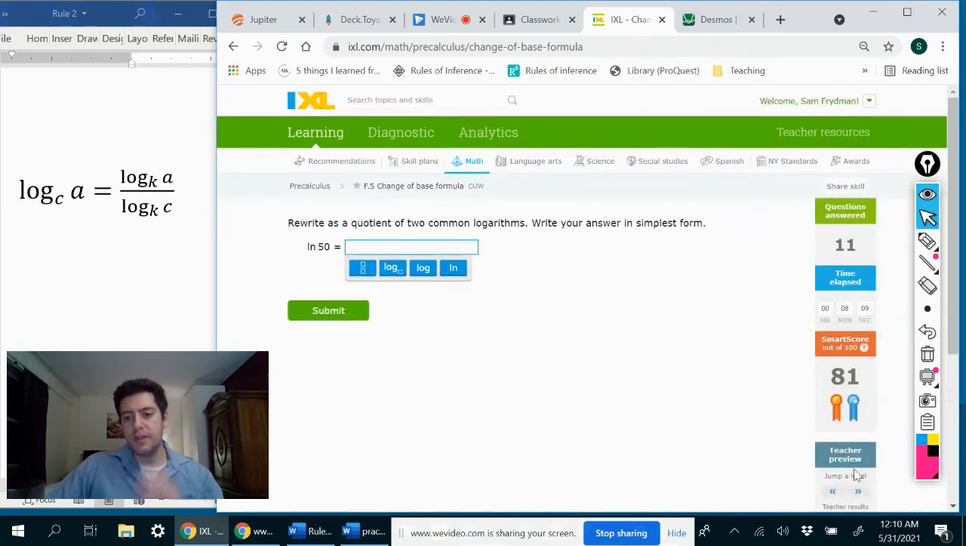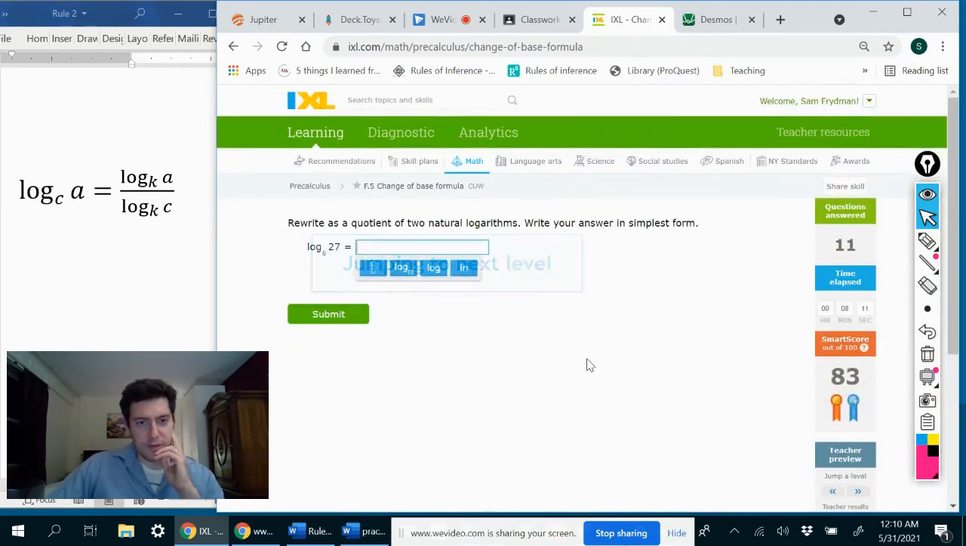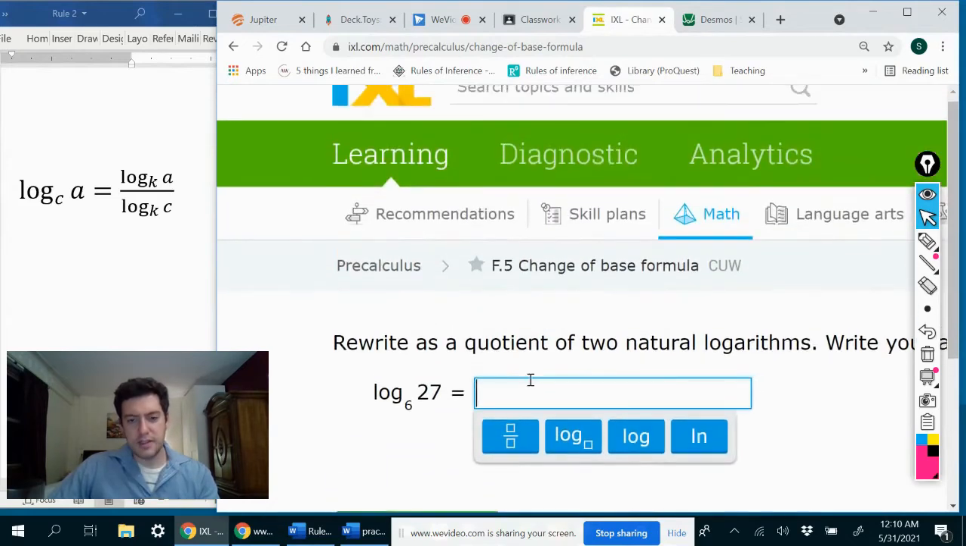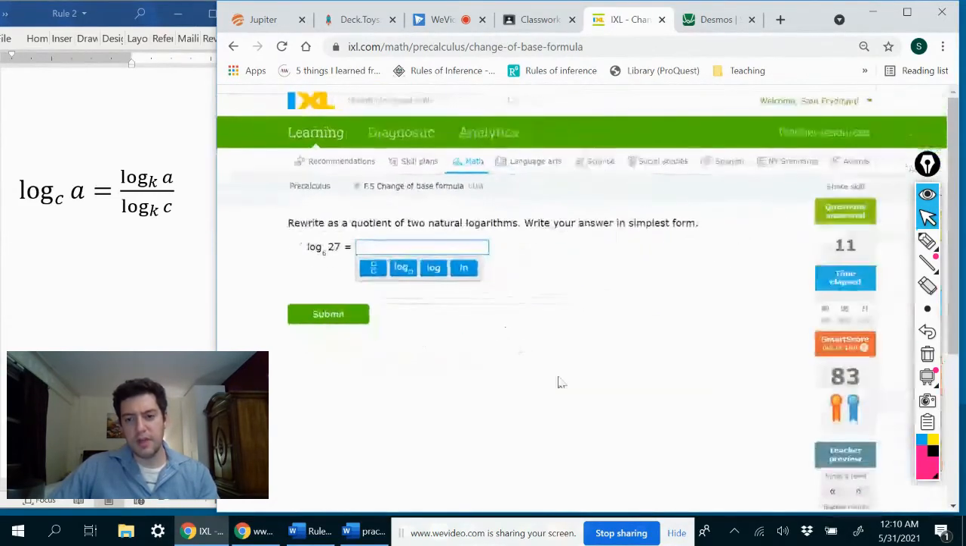Okay, I think we can jump ahead to the next level. This is again not giving me anything different, I don't think. So I'm going to jump ahead again.